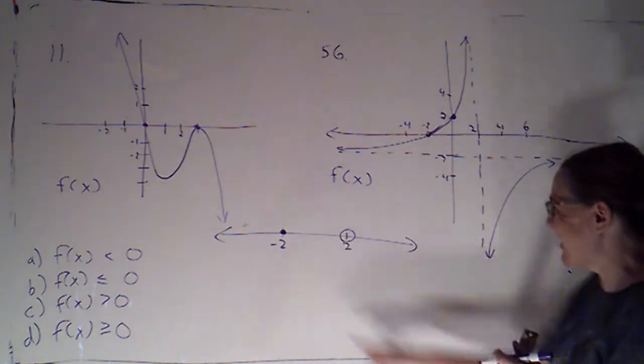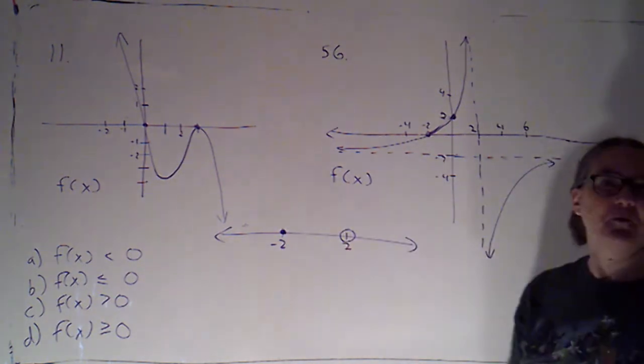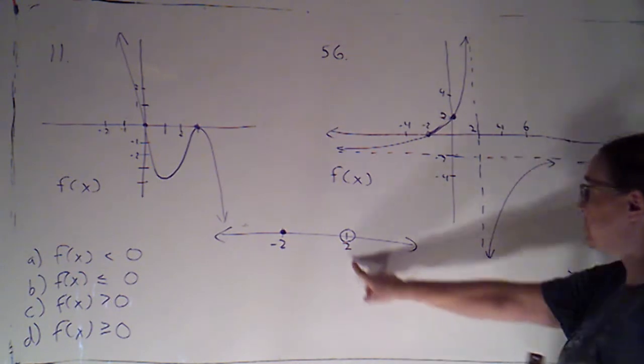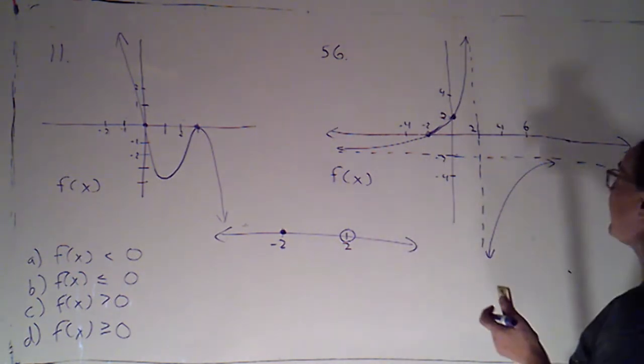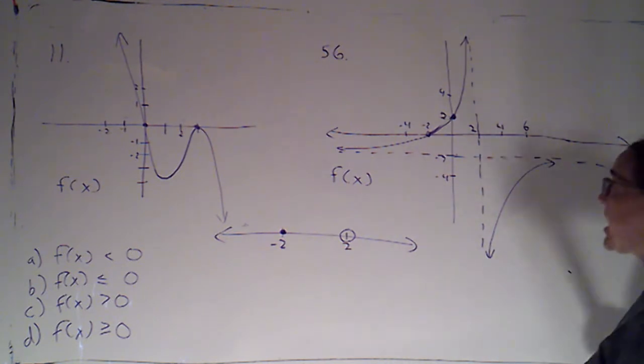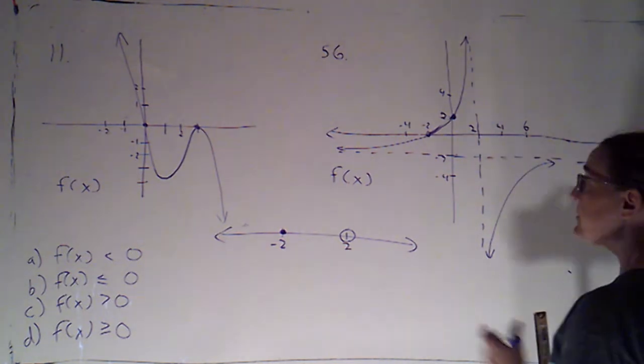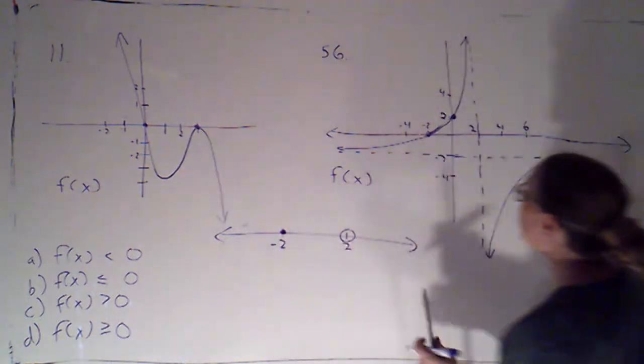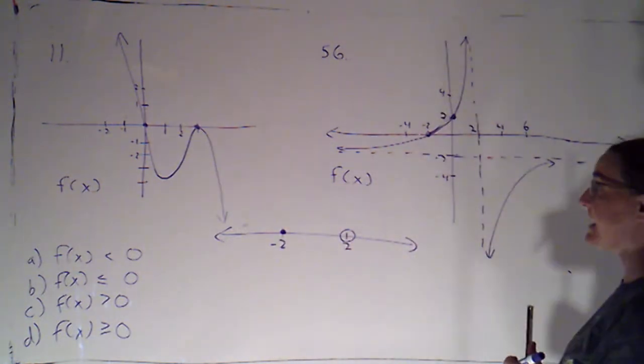So that's my way of encoding. We equal 0 here. We're not defined at all here. So 2 won't be included in any of my intervals. Those are the only places where my function can change sign. So that divides the number line, and that divides the graph into 3 sections.